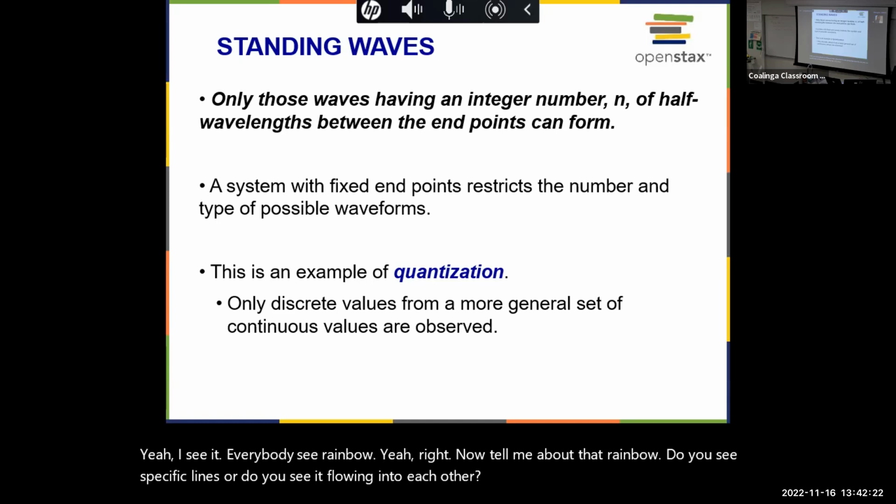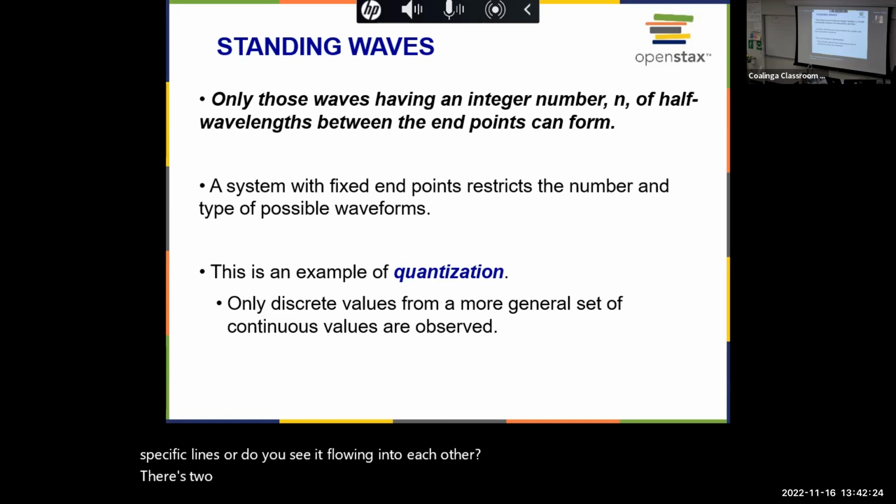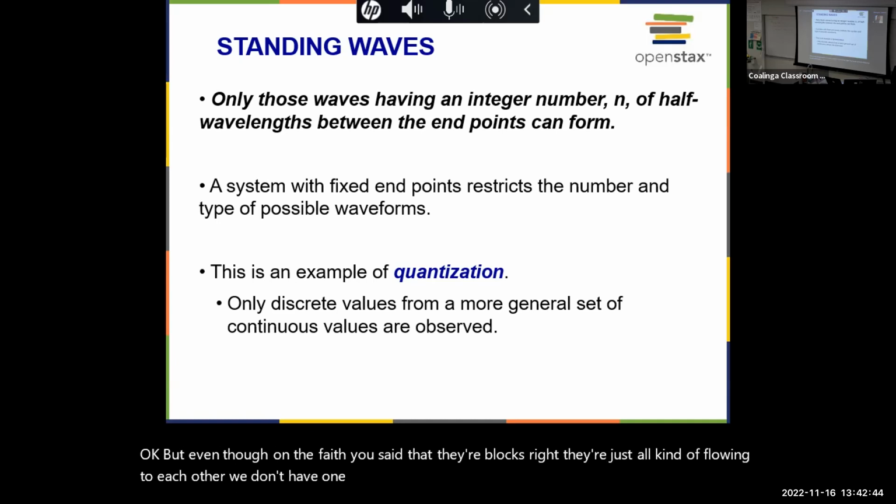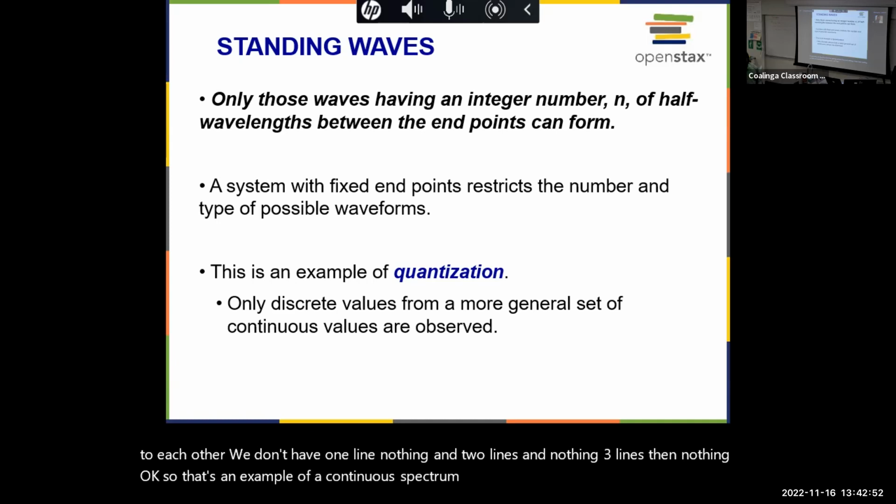There are two different blocks, but they overlap. But even the one that fades, you said they're blocks, right? They're all kind of flowing into each other. You don't have one line, not two lines, and not three lines. Okay, so that's an example of a continuous spectrum. So you guys are checking out a continuous spectrum.